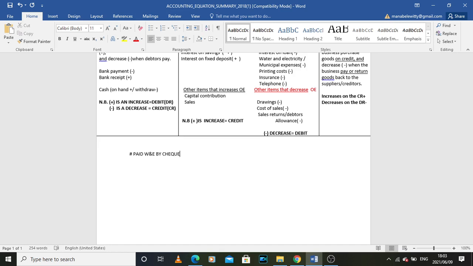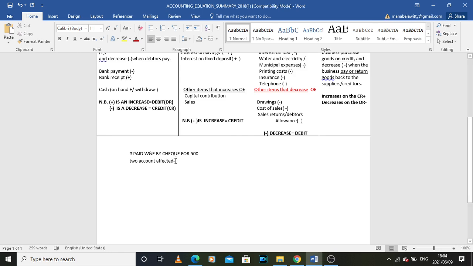Is it this one? Sparing. Yeah, paid water and electricity by check for 500. You must be able to determine two accounts affected. And what you must know: two accounts affected. You must be able to determine two accounts that are affected.